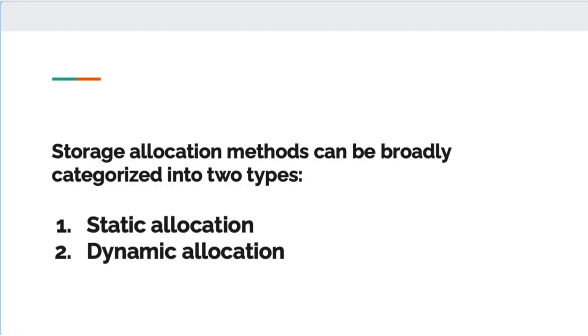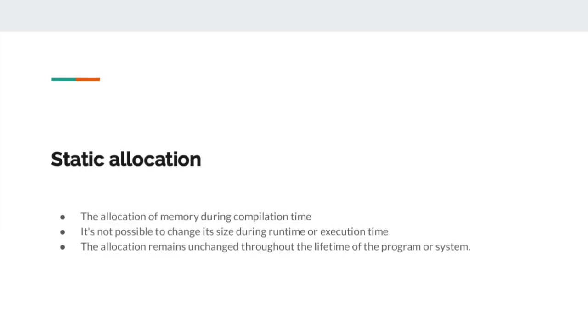Storage allocation methods can be broadly categorized into two types: static allocation and dynamic allocation. Static allocation is the allocation of memory during compilation time. It is not possible to change its size during runtime or execution time. The allocation remains unchanged throughout the lifetime of the program or system.